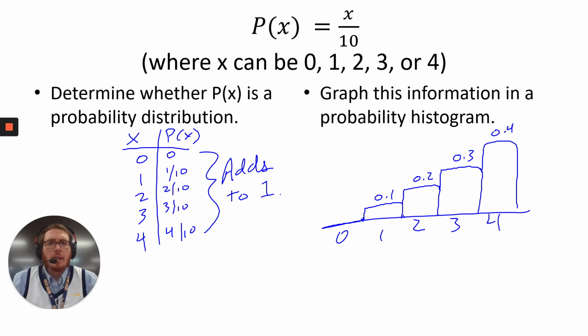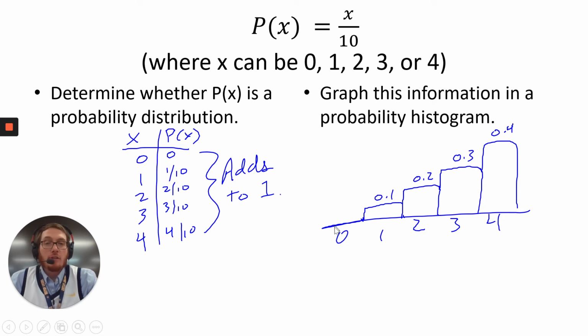Okay, this next one is creating our own table. So this is P(x), the probability of x is x over 10, where x can be 0 through 4. So if I plug in 0, I get 0 out of 10, plug in 1, 1 out of 10, 2 out of 10, 3 out of 10, etc., 4 out of 10. Determine whether this works for a probability distribution. Well, this is going to work because if I add up all the probabilities that I just found, they add to 1. Also, the lowest probability is 0, which is okay, and the highest probability is 0.4, so all those probabilities are between 0 and 1, including those numbers.